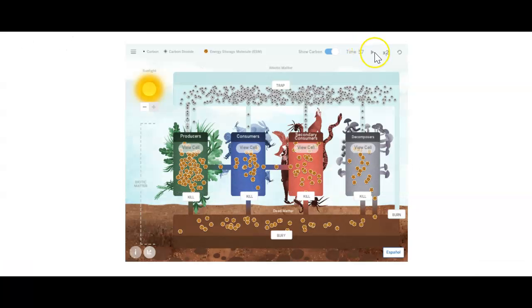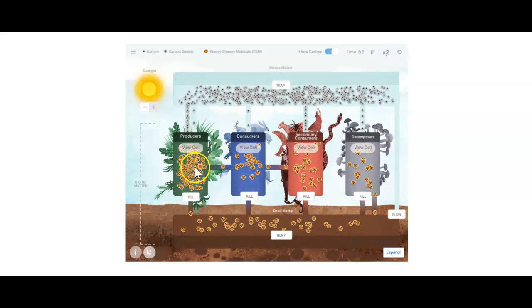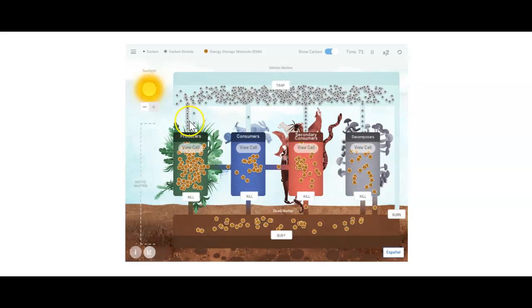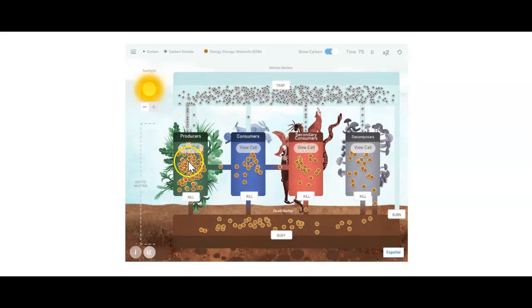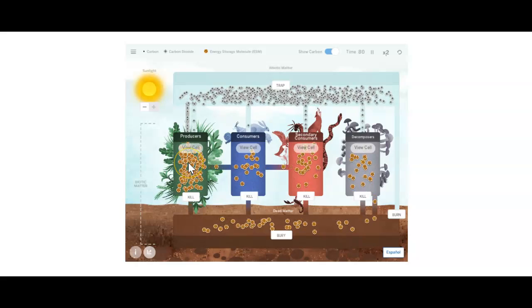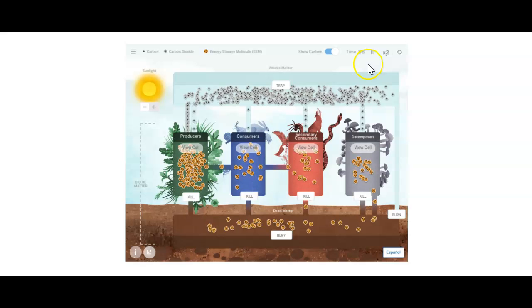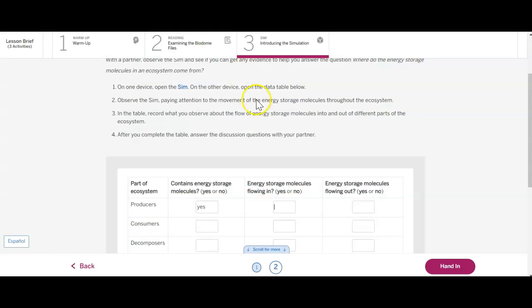Next, energy storage molecules flowing in. I need to hit the play button to see this. Are energy storage molecules going into the producer? Yes, it looks like it's coming from the carbon dioxide out here. You can see that energy storage molecules are being added to the producer. I'm going to hit pause here, and my answer for this one is yes.